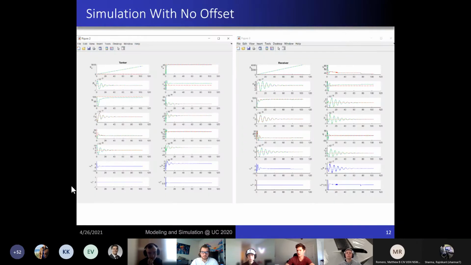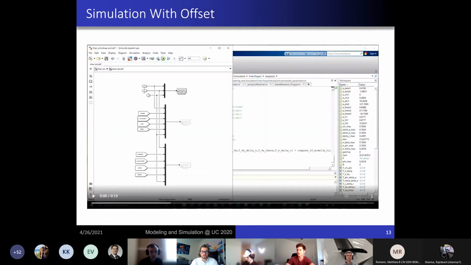And then here are the plots for those cases. So on the left is all the states for the tanker, and the right for the receiver. So you can see that on the left it achieves the altitude and then just stays in that position. And then on the right, there's some more disturbances because the receiver has to match the tanker, but it does still steady out and converge and do what we want it to do.